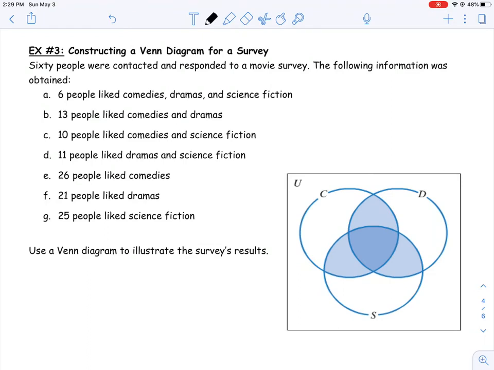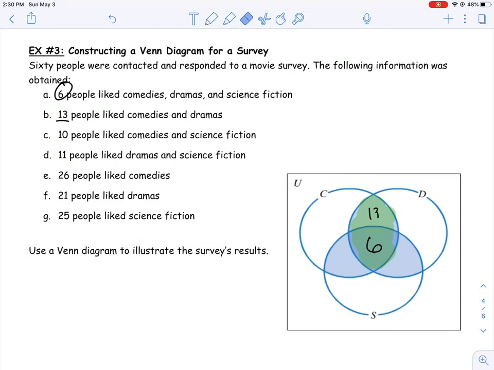So how many people liked comedies and dramas and science fiction all at the same time? Well, I got 6. So 6 would go inside there. Now let's work our way out. The next one says that 13 people liked comedies and dramas. Well, comedies and dramas would be the overlapping section right here. But now be careful.